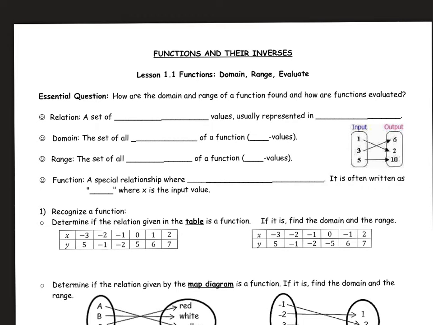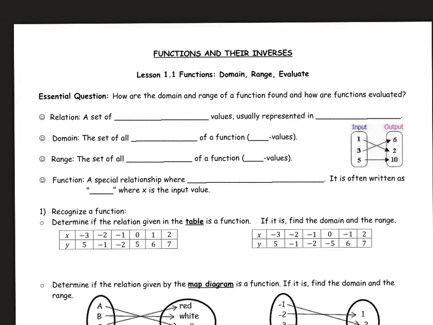Our first unit is functions and their inverses, and our first lesson is functions, domain, range, and evaluate. Our essential question for the day is how are the domain and range of a function found, and how are functions evaluated? So we're going to go ahead and start with some vocabulary.